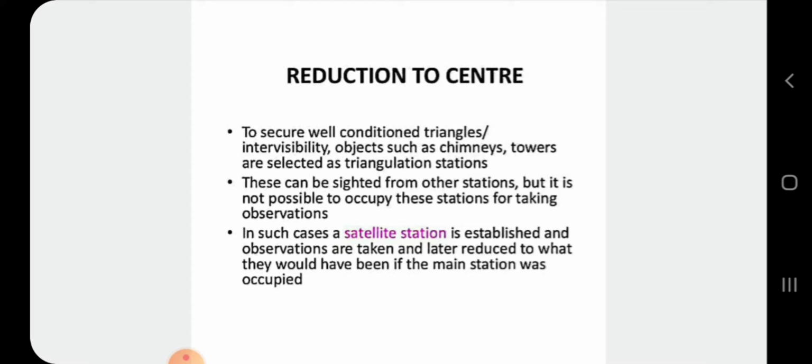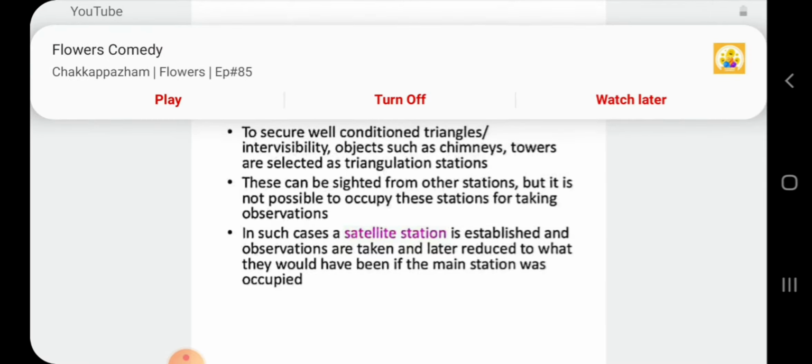It is written here: to secure well conditioned triangles or intervisibility, objects such as chimneys, towers, etc. are selected as triangulation stations, and these can be sighted from other stations, but it is not possible to occupy these stations for taking observations. In such cases, a satellite station is established and observations are taken and later reduced to what they would have been if the main station was occupied. The main station is the inaccessible point, but we are taking another point, which is the satellite station. So we have to reduce it such that the angle or the measurements will be as if taken from the main station. That is known as reduction to center.